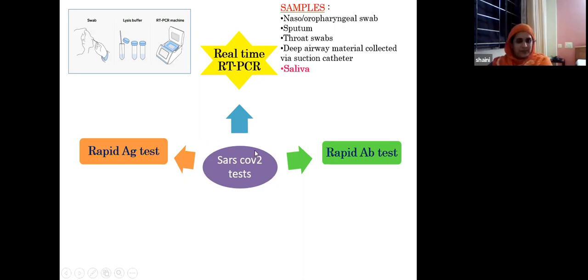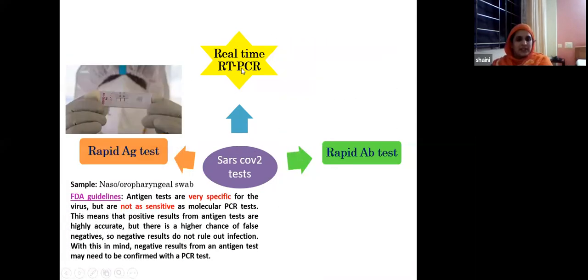Okay. Then you have the rapid. Now this is the gold standard of SARS-CoV-2 test now. Then you have the rapid antigen test. Rapid antigen test is what it is. Your ID test. It is a card test, or you can use ELISA test also for that. But the problem with antigen test is it is again the sample is a naso or oropharyngeal swab.